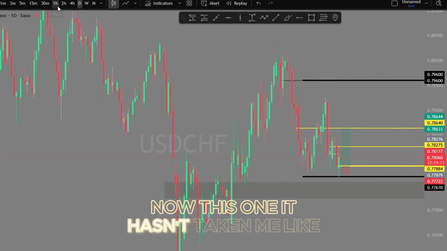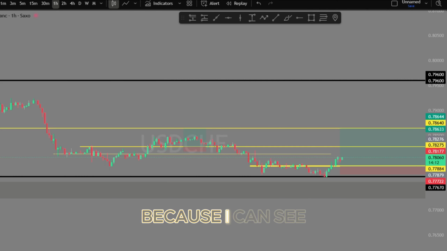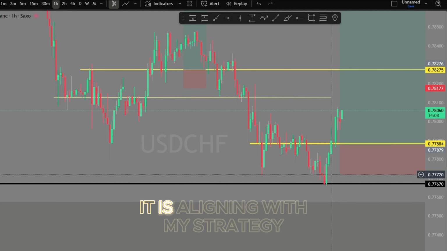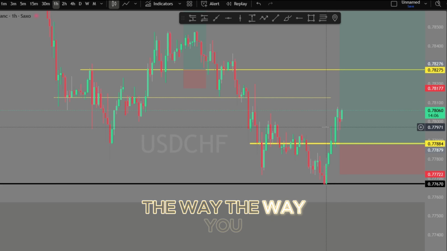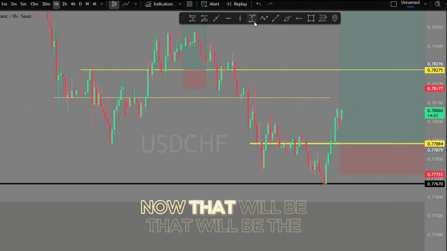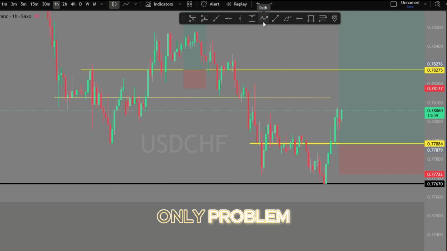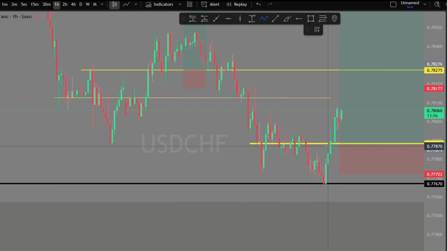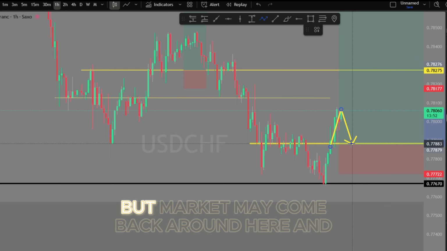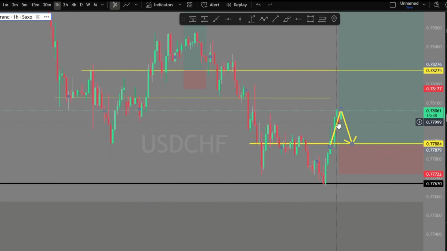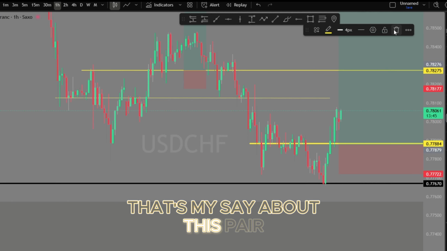Now this one hasn't taken me much time, because I can see the price action around it is aligning with my strategy, the way I use it. Now the problem will be the market may not activate me now. That will be the only problem, that the market may just continue. But the market may come back around here and it continues. That's my say about this pair.